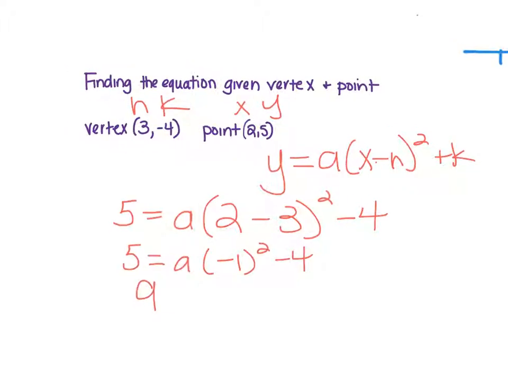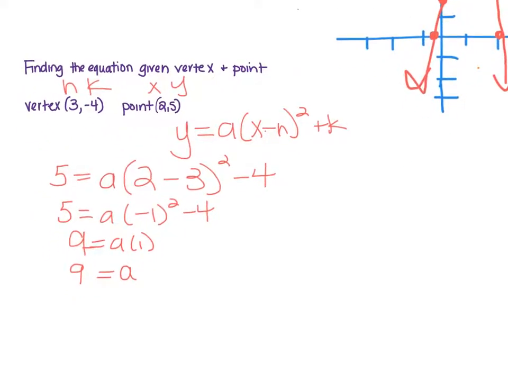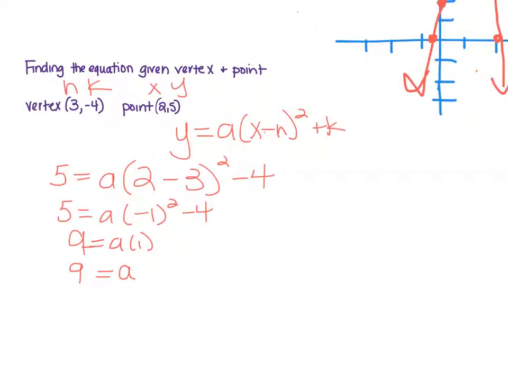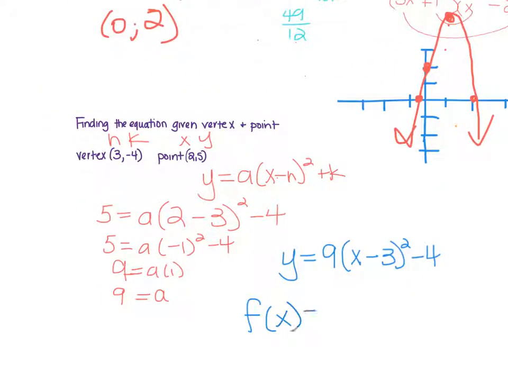So I get 9 equals a times 1, and a is 9. And then I plug back in just the a, the h, and the k. So I get y equals a, which is 9, times (x minus h) plus k. You can either write it as y or f of x because it is a function. So it's totally up to you. I'll take either answer.